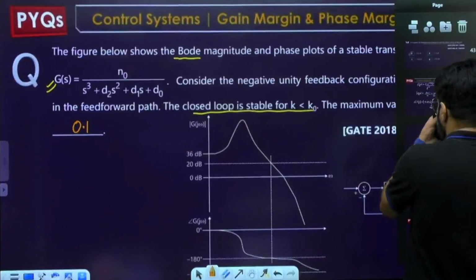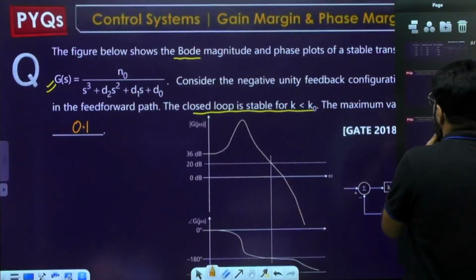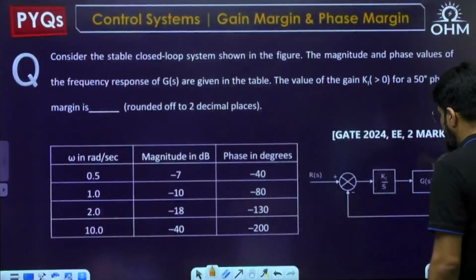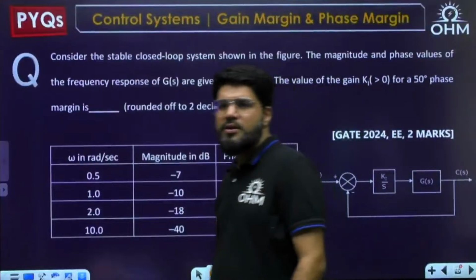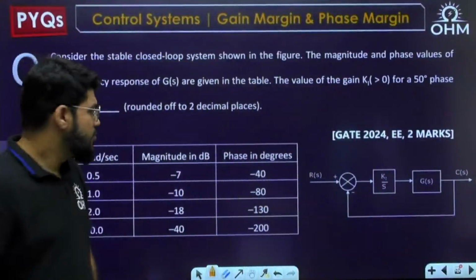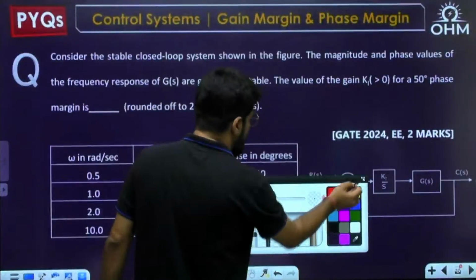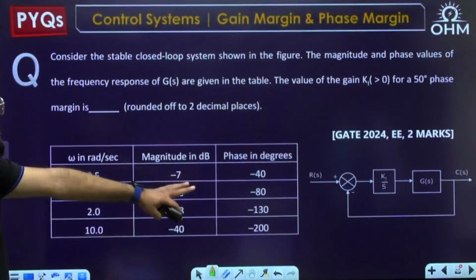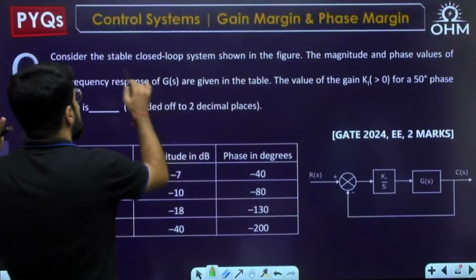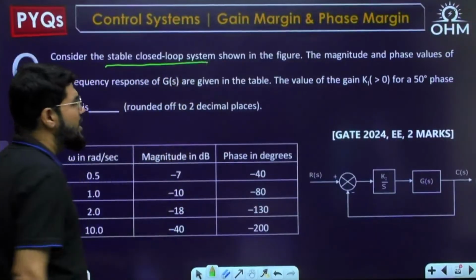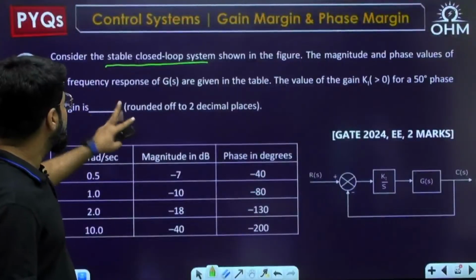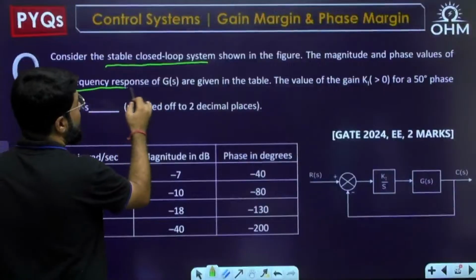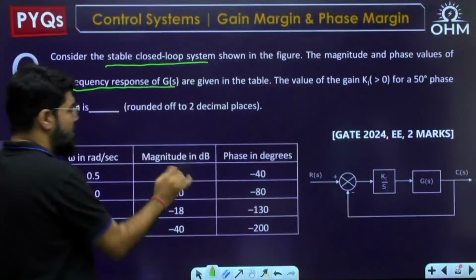Let me now take you towards a current year 2024 EE 2 marks question. Have a look into it. Good question here. Consider the stable closed loop system shown in the figure. Okay, the closed loop system is also stable, they have clearly mentioned. The magnitude and phase values of frequency response of G(s) are given in the table.